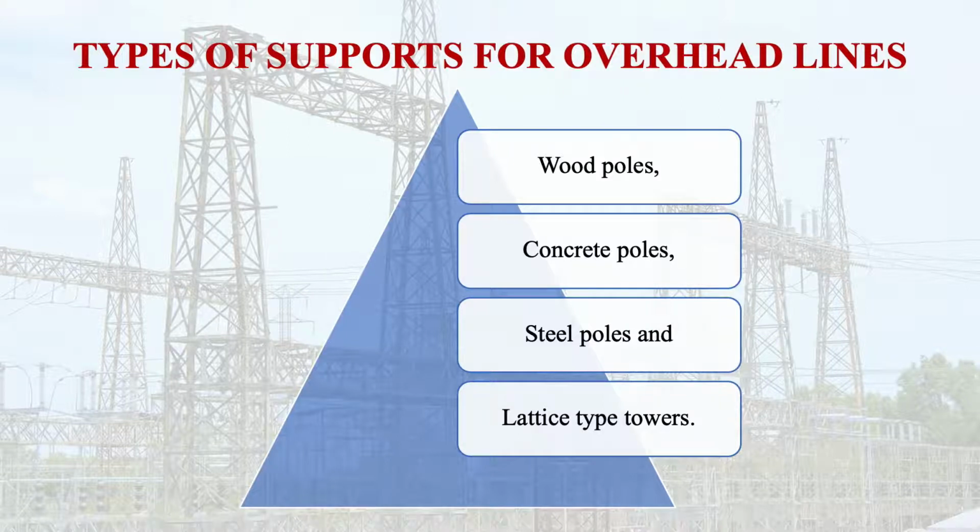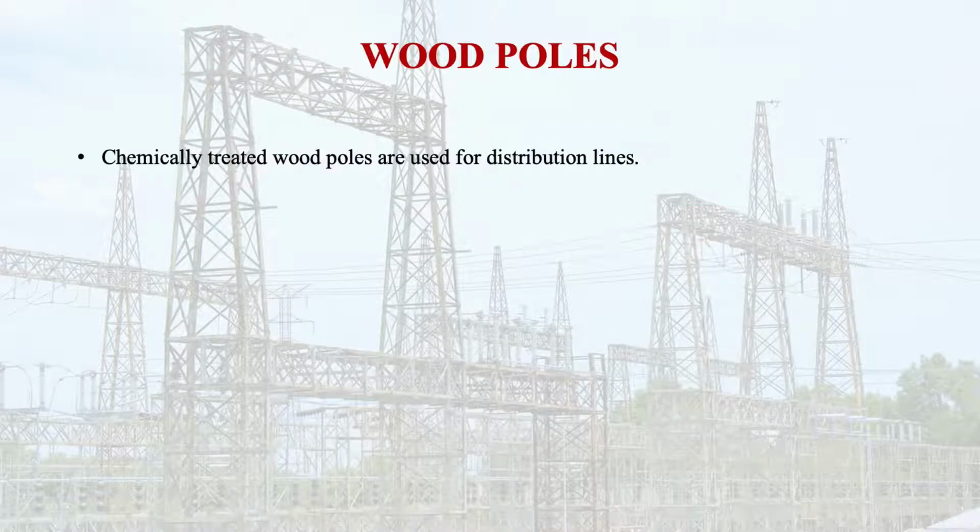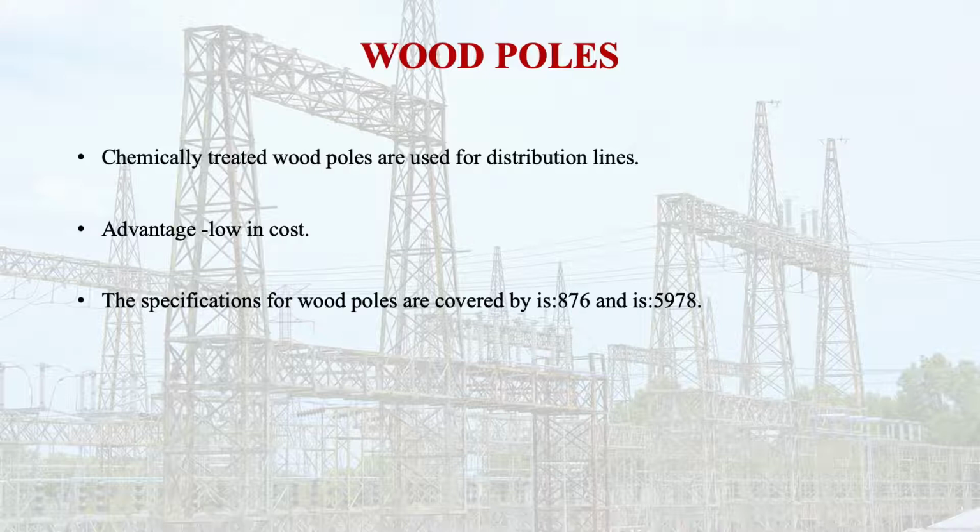Chemically treated wood poles are used for the distribution lines, and the advantage of using the wood pole is that they are low in cost, however they are susceptible to decay. The specifications for the wood pole are covered under IS 876 and IS 5978. So these standards are there.